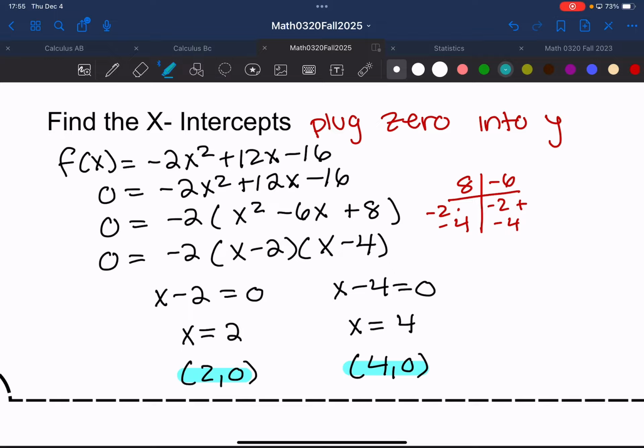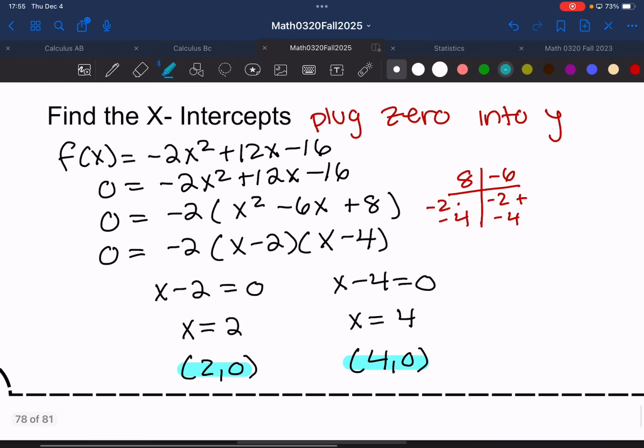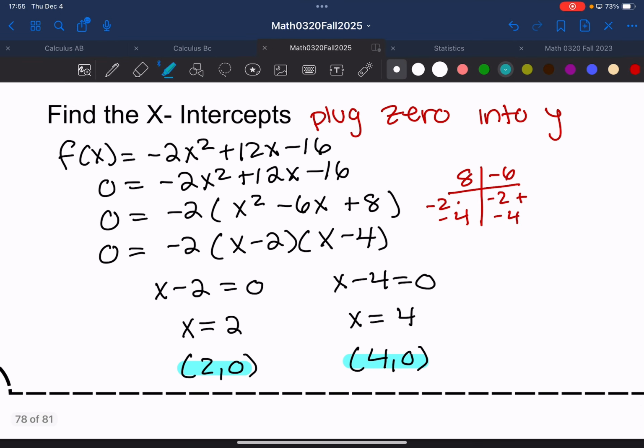Last time, the GCF, we don't care about the GCF, we just let it be? Yes, because if you try to set it in the equation, negative 2 equals 0 is a false statement, which means we skip it. Okay, any other questions on x-intercepts?